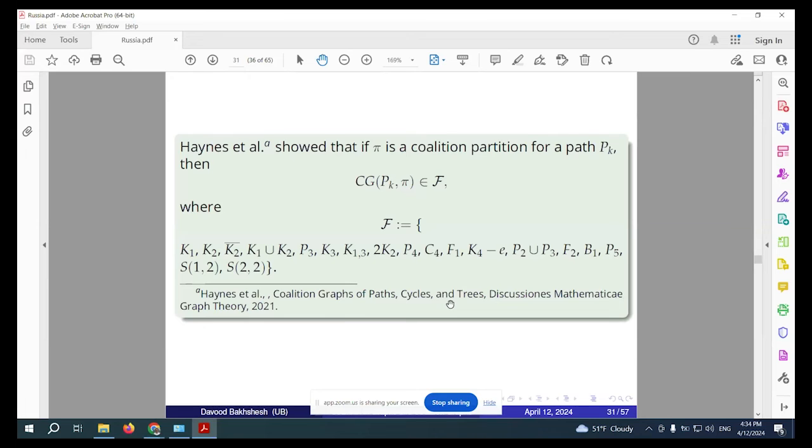Now, Haynes and others in the paper Coalition Graphs of Paths, Cycles, and Trees showed that if P is a coalition partition for a path Pk, then the coalition graph of Pk and P belongs to the family F. This family is different from the family F that I introduced in the previous slide. F is a family of 18 graphs: K1, K2, complement of K2, as you see here.